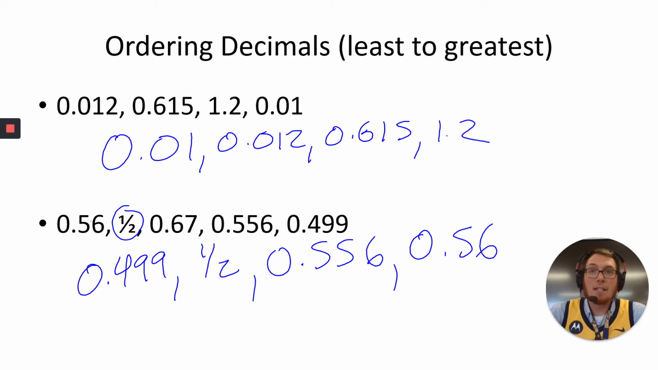Ordering should be the same idea. Go place by place. In the first one, 0.01 is smaller than 0.012 because that first one would be 0.010. But something like 1.2 has to be larger, and the other ones as well. In the second one, 0.499 is smaller, even though it has more places than 1/2 or 0.5. That 0.4 automatically makes it smaller than the 0.5 one. So you're going to have to be able to order numbers as you're looking at some of these situations. Just make sure you're careful on that as you're ordering.